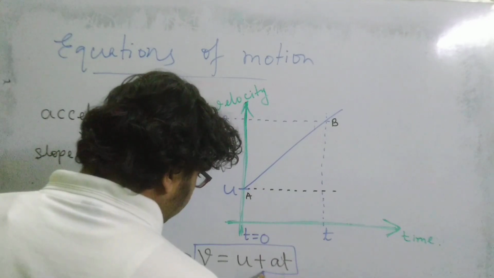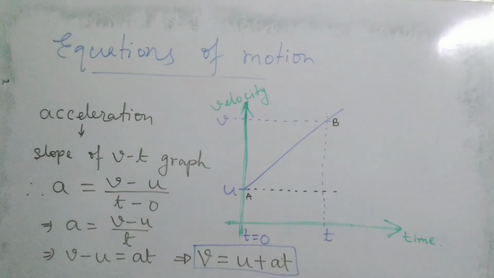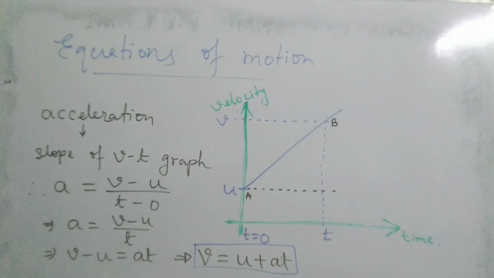So I think the concept is clear. v equals u plus at. If you have not noted it down, please note it down. It will be helpful for you to grasp the concept. So this is the first relation.